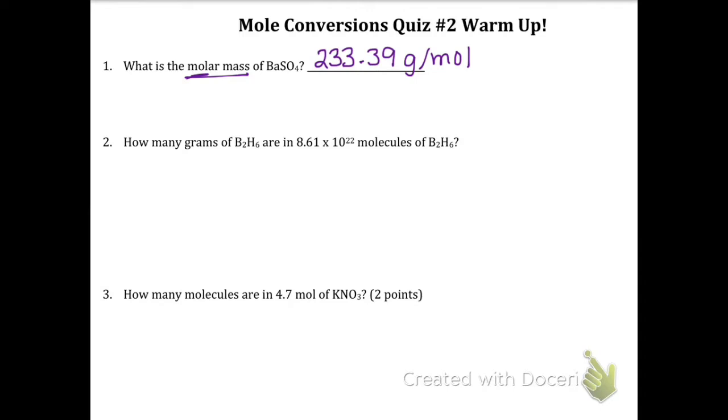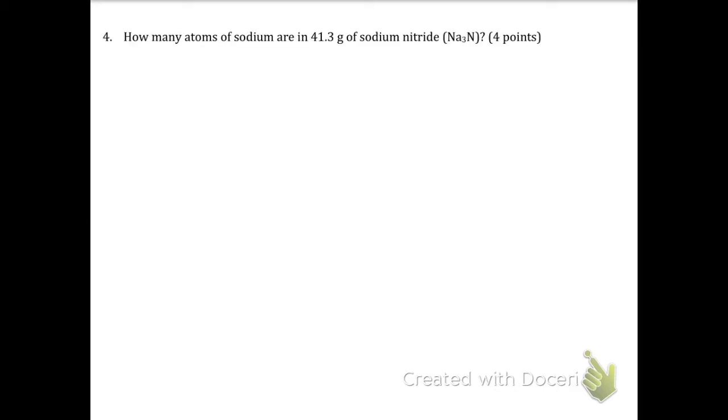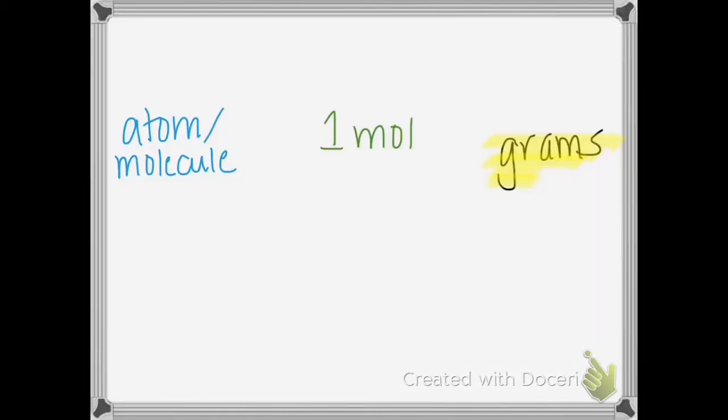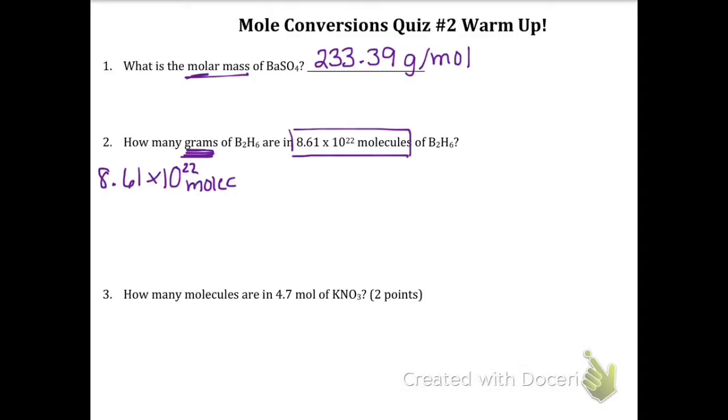It says how many grams, so we're looking for grams, are in 8.61 times 10 to the 22 molecules. Okay, so we have a number here, so we're going to write it down. 8.61 times 10 to the 22 molecules. Okay, so molecules to grams, right? So we're going from molecules to moles, moles to grams. That is 2 steps, so it's going to take 2 fractions to get there.